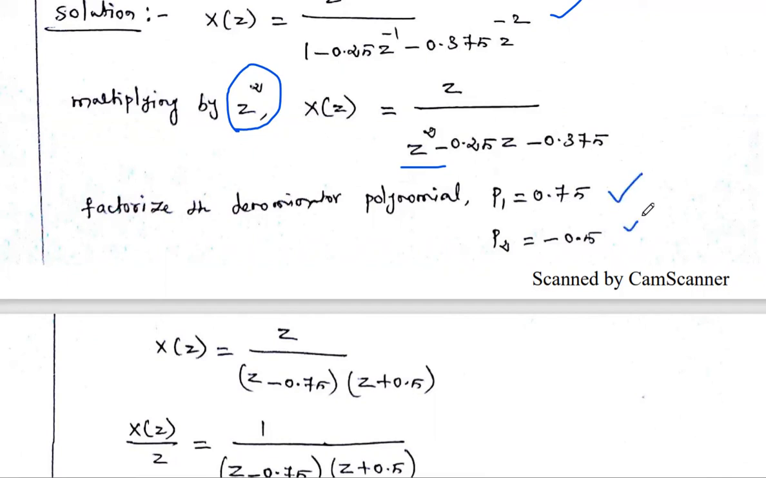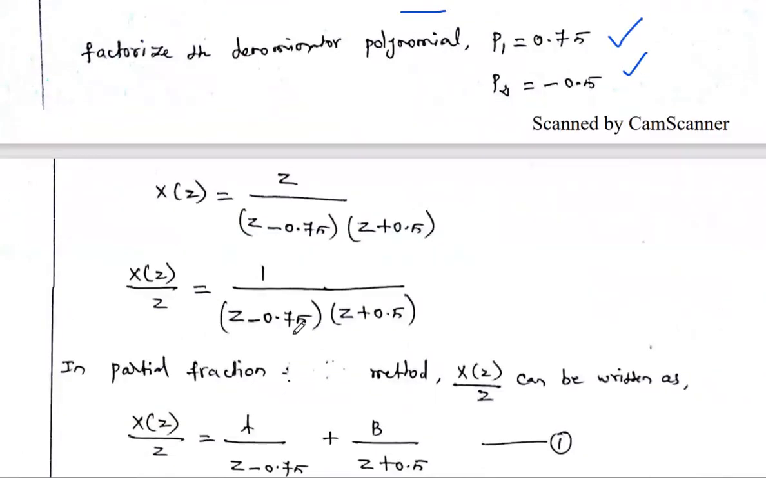Okay. So in signals and systems, the roots of the denominator polynomial of any function can be said to be poles. So the first root can be written as p1, and the second root can be written as pole p2. So the first pole is 0.75 and the second pole is minus 0.5. Then this z squared minus 0.25 z minus 0.375 can be factorized as z minus 0.75 into z minus of minus 0.5, so it is z plus 0.5. So after factorizing this denominator polynomial, we may get like this.